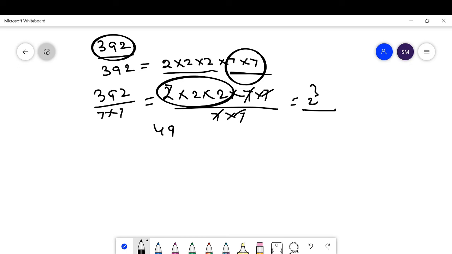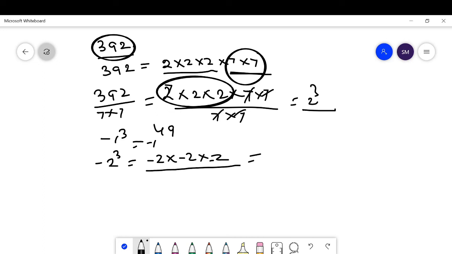Cube of a negative integer is always negative. Minus 1 cube is minus 1. Minus 2 cube is minus 8. How? Minus 2 cube means minus 2 into minus 2 into minus 2. When a negative number is multiplied three times, we get a negative number. This is minus 8. Then some properties of cube root.